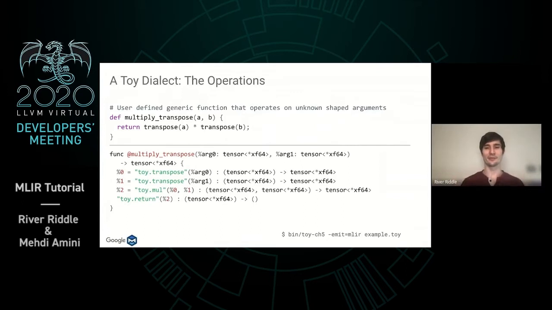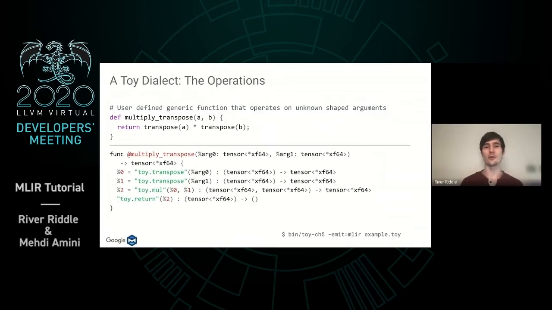So we have this function, and it has a few arguments and produces a result. And inside of it, we pretty much just map what in our toy language we have here. So we have 2 transposes, we multiply them together, and then we return the result. For types here, we're using the built-in tensor type in MLIR because it represents everything that we need it to. It has support for dynamic shapes, it has support for static shapes and our multi-dimensional arrays, and it supports our floating point 64 element type.